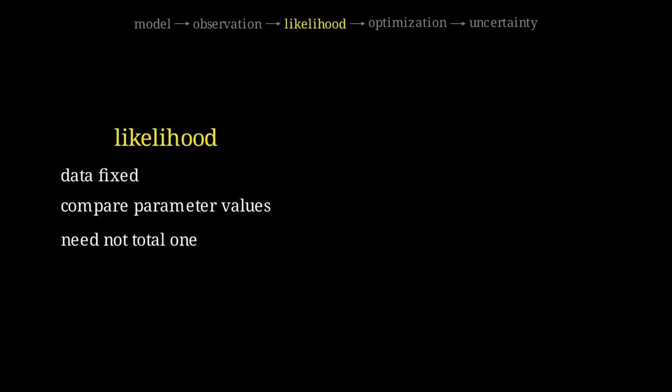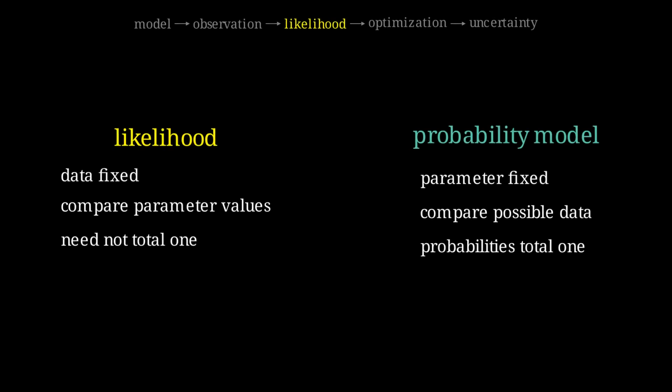Is likelihood the probability of the parameter? No, a probability model fixes the parameter and distributes probability across possible data. A likelihood fixes the observed data and compares parameter settings. Its heights need not add or integrate to 1.